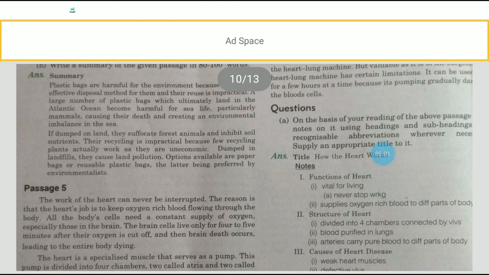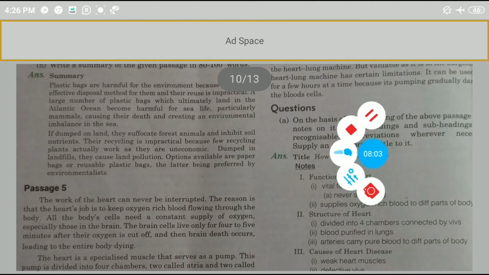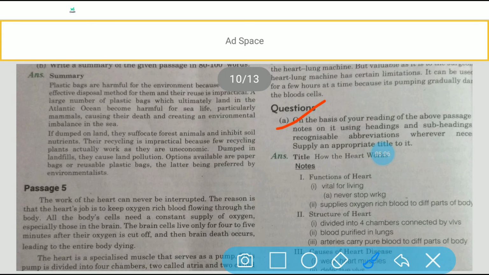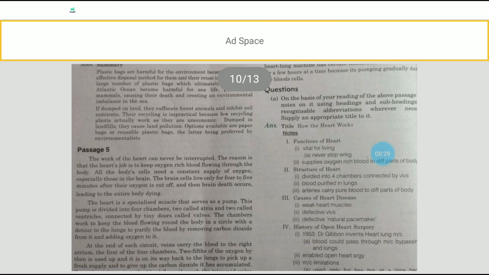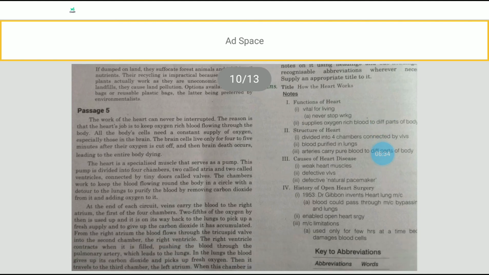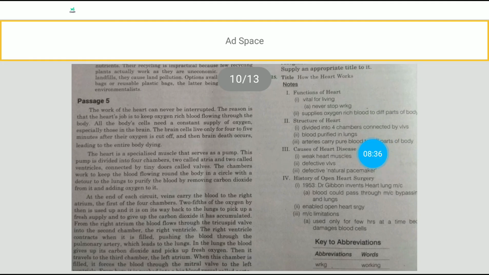Now, at the end of this passage, you will get a question like this: On the basis of your reading of the above passage, make notes on it using headings and subheadings, recognizable abbreviations. Abbreviation means short form. Wherever necessary, supply an appropriate title to it. So here you have to make a note by giving headings and subheadings. The solution is already given over here.